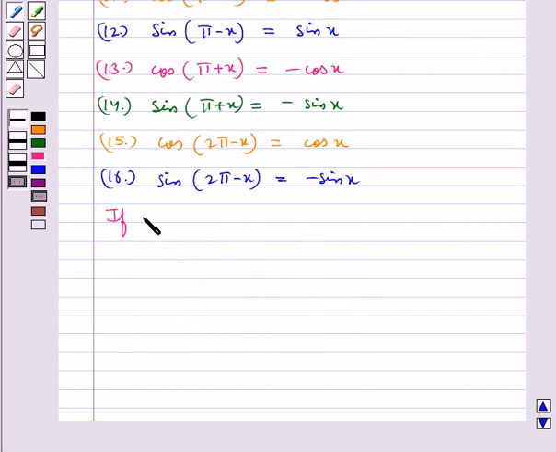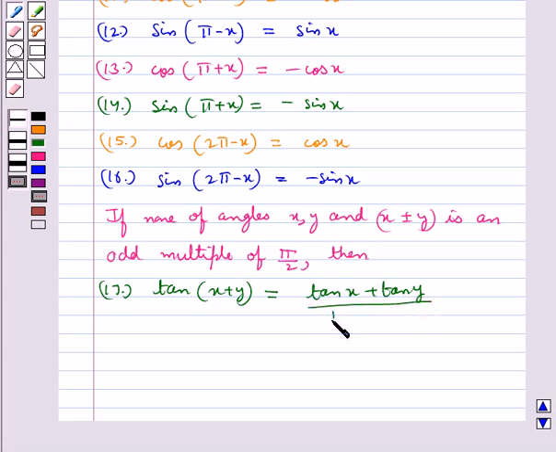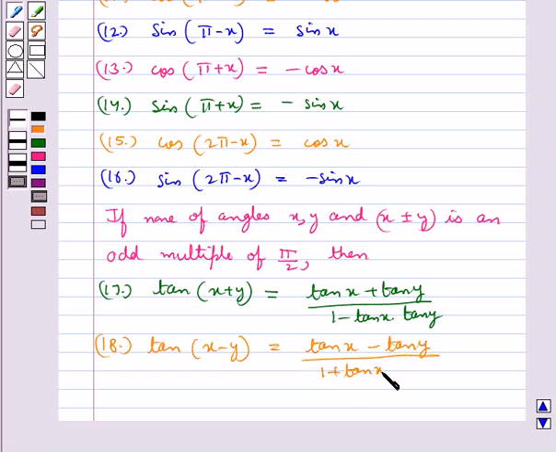Next we have, if none of the angles x, y and x ± y is an odd multiple of π/2, then we have tan(x + y) = (tan x + tan y)/(1 - tan x tan y), and tan(x - y) = (tan x - tan y)/(1 + tan x tan y).